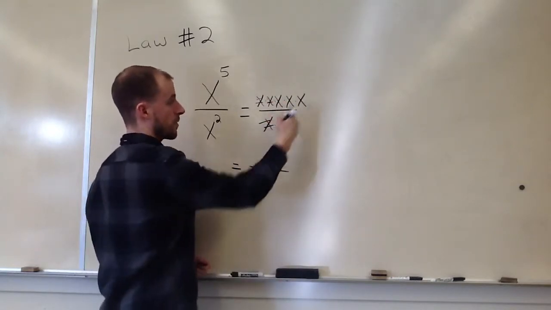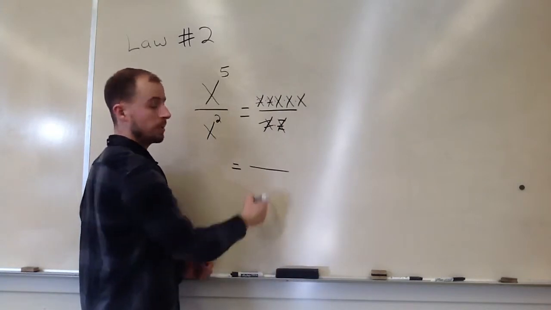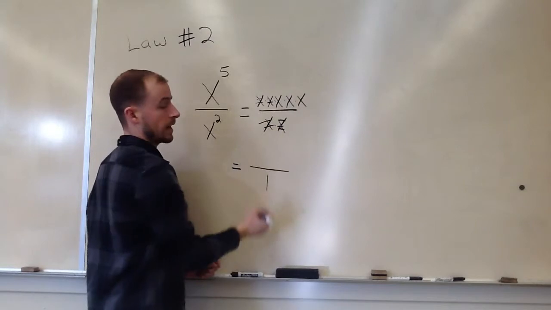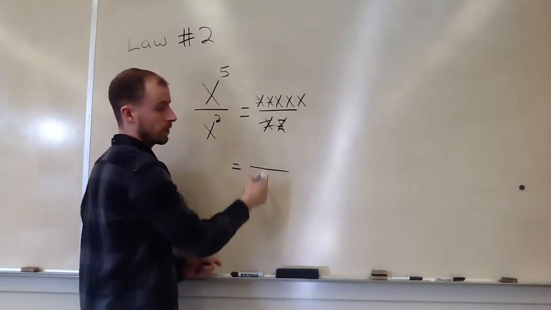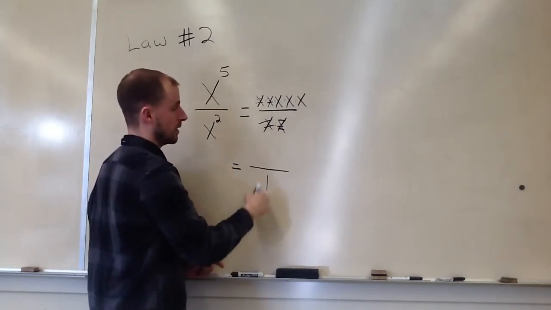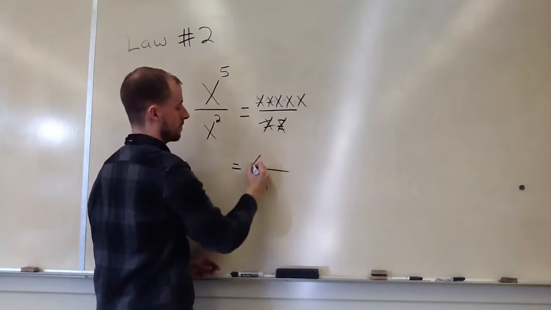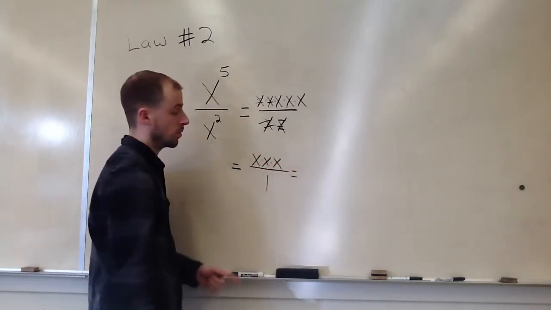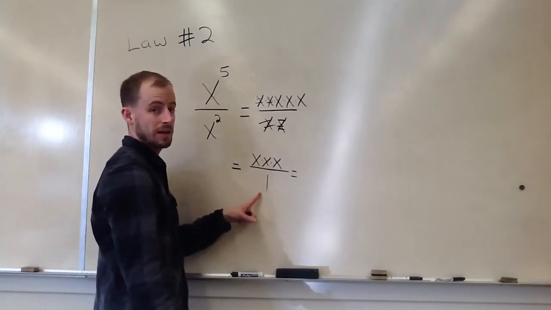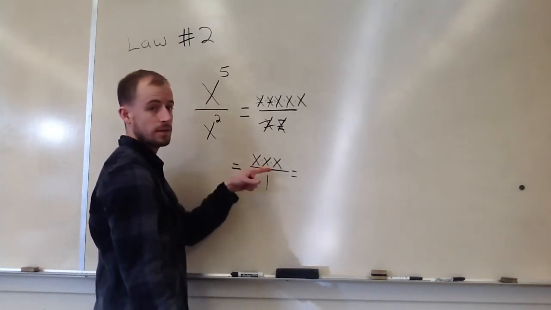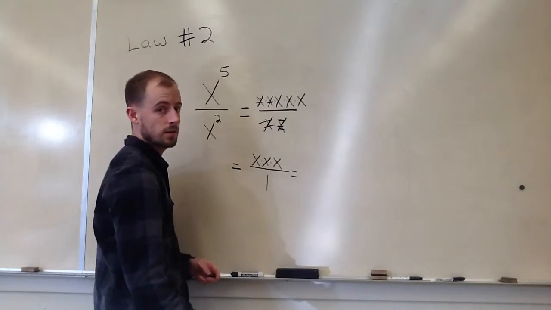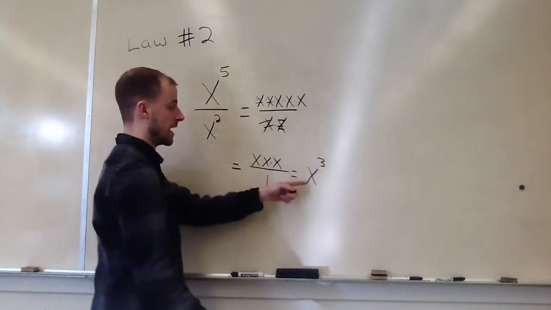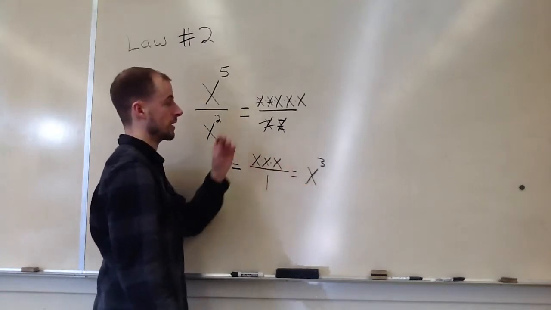And you'll be left with 3 x's up top. What will you be left with in the bottom? Just a 1, because I said x over x is just 1. So it would be 1 over 1. So I can leave the denominator as 1, and I have 3 x's up top. So I don't really need this denominator of 1, and I can simplify this. This is x times x times x, which is x cubed. And that's exactly what we had before when we subtracted the exponents.